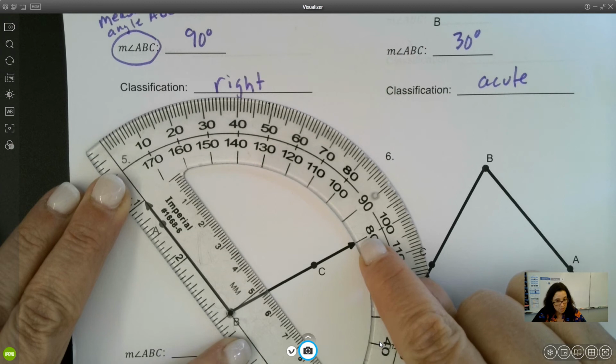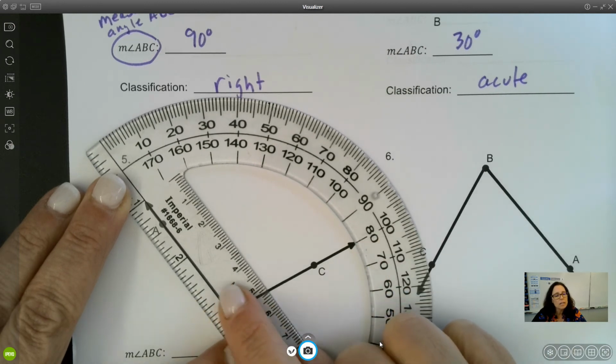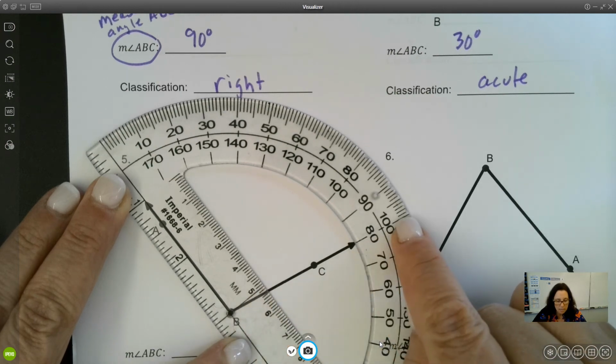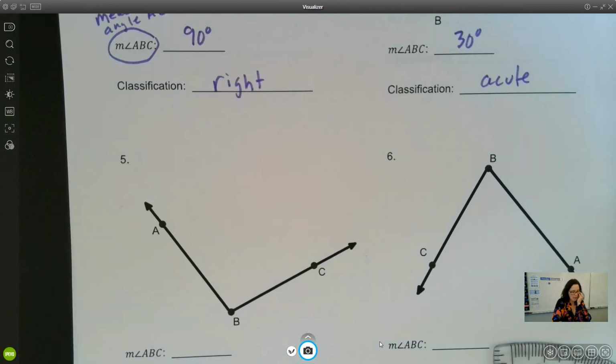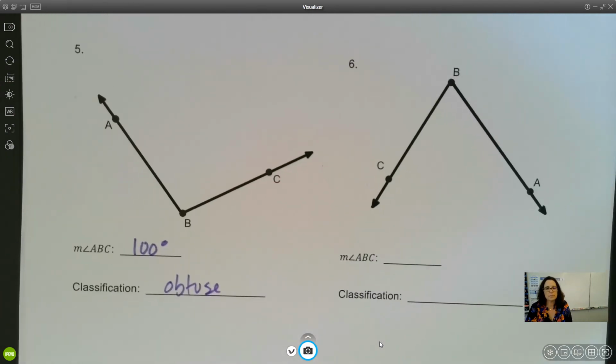Are we going to take the 80 or are we going to take 100? Is this angle right here larger or smaller than 90? I hope that you're seeing that it's larger than 90. So we're not taking 80, we're taking 100. And this would be obtuse. Let me scooch it up so you can see that I wrote obtuse.